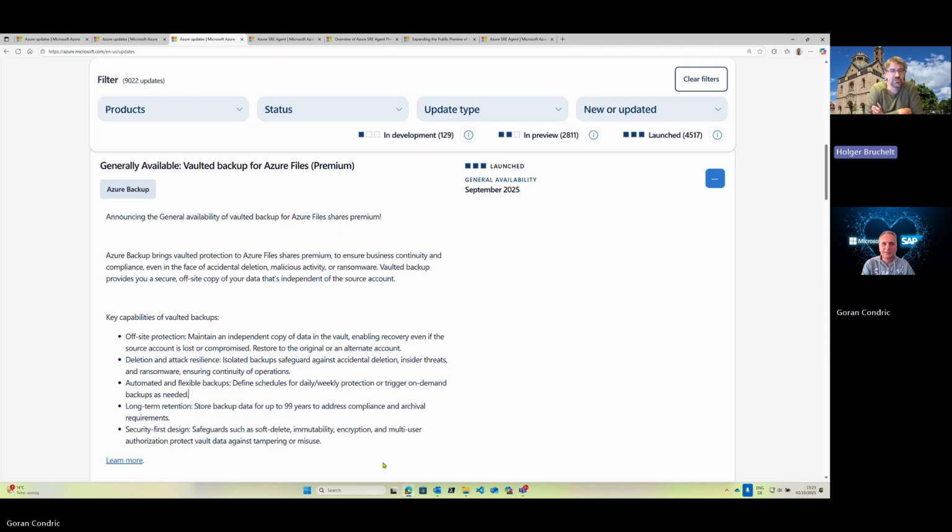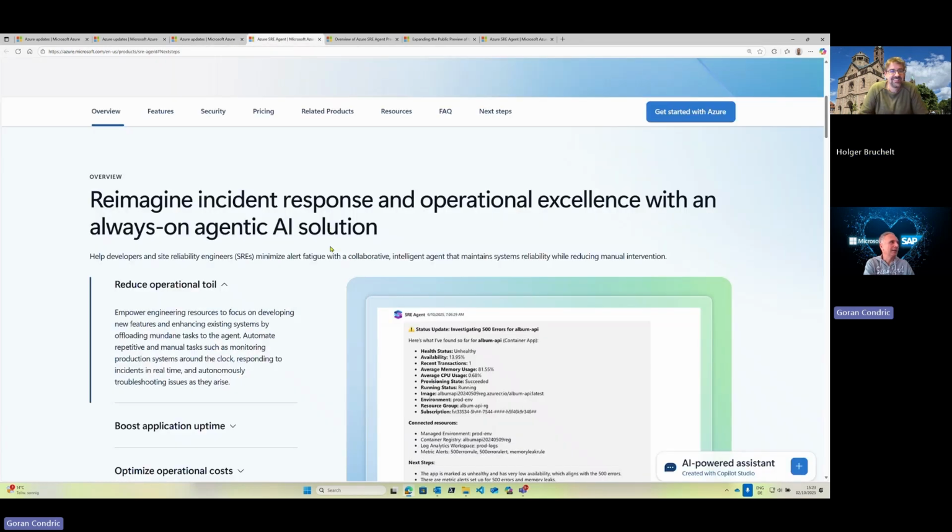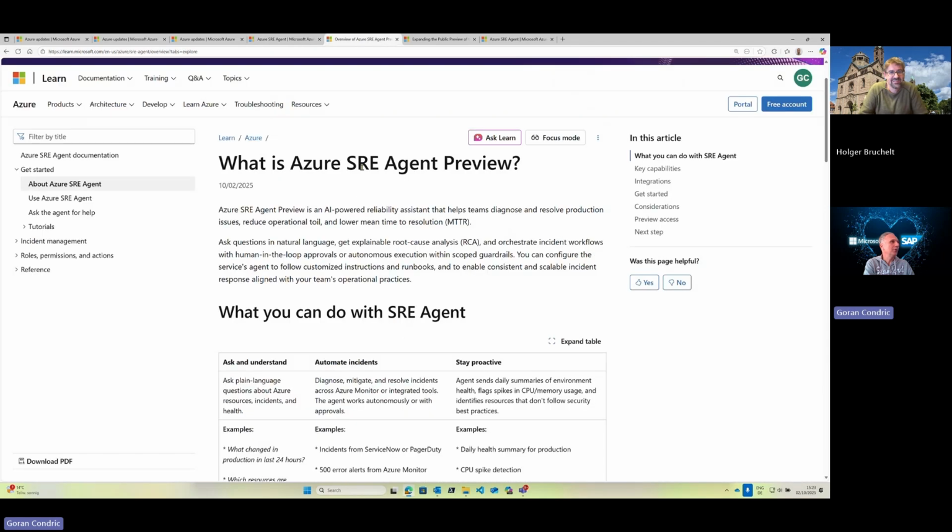Correct. So we should try to find a colleague. Yes, correct. And as you mentioned, Holger, there is something I also recently found: there is a public preview Azure SRE agent. We are always talking about SRE, meaning site reliability engineering. These are the guys who actually do the troubleshooting and root cause analysis. Now the idea is you have the agent doing that work for you.